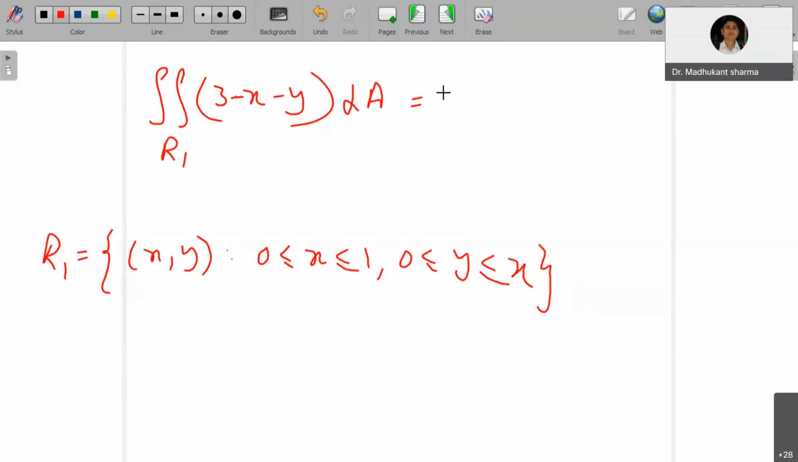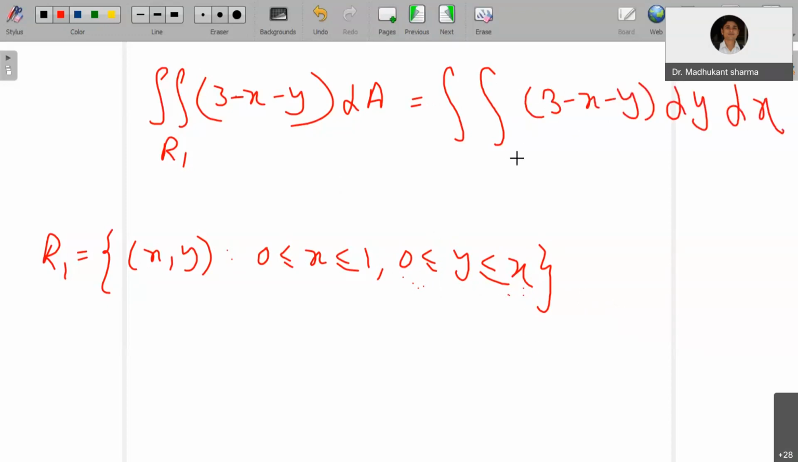As told, Fubini's theorem tells you, because you are assuming here y as a variable limit, you have seen the right hand limit or left hand limit. The left hand limit is constant, but the right hand limit is variable. So you are supposed to integrate first with respect to y and then with respect to x. So y equals 0 to x and x is 0 to 1.